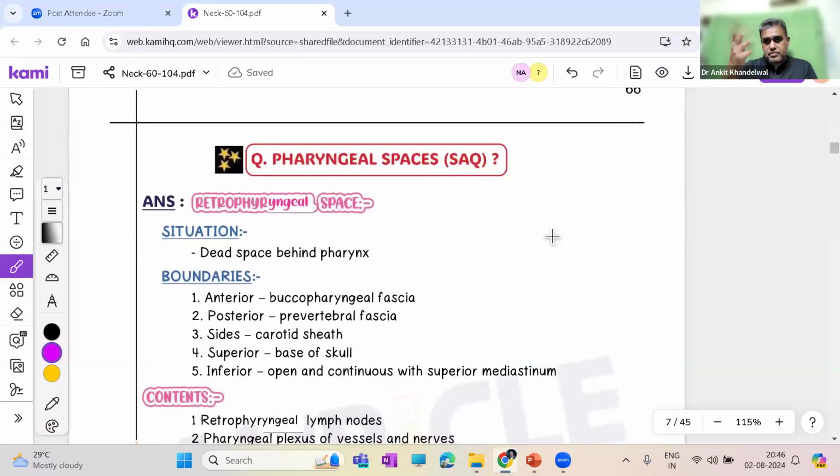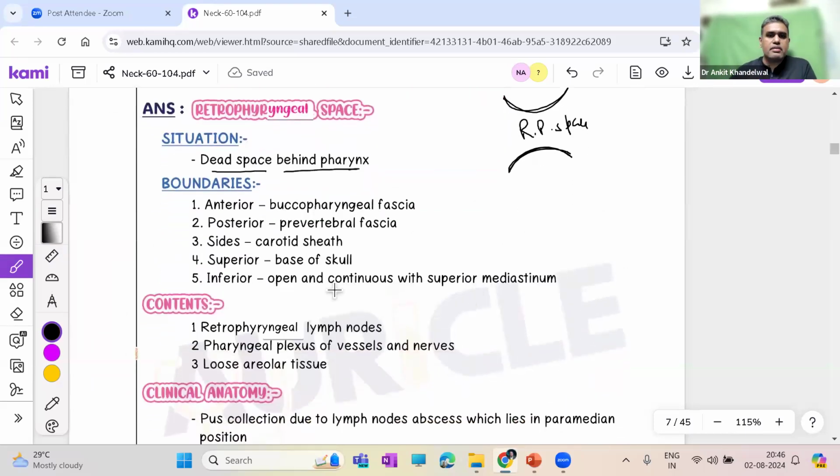Pharyngeal spaces, just go through these pharyngeal spaces. Retropharyngeal space, we already have seen where it is. It is a dead space behind the pharynx. So this was the pharynx, that was the prevertebral fascia, and between them you have a retropharyngeal space. Boundaries: anteriorly we have the buccopharyngeal fascia, posteriorly the prevertebral fascia, on the sides the carotid sheath, superiorly the base of skull, and inferiorly it is open.